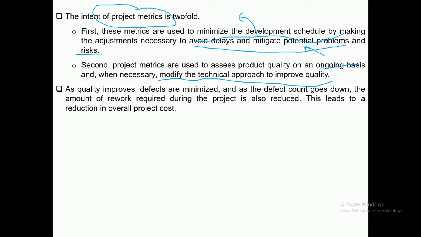and at the same time ensure the highest level of quality. As the quality improves, defects are minimized, and as the defect count goes down, the amount of rework required during the project is reduced. So both things are dependent on each other. As you improve the quality, as you work towards achieving a better quality software product, then definitely you are going to make fewer errors, and if there are fewer errors, then definitely the quality will be more.